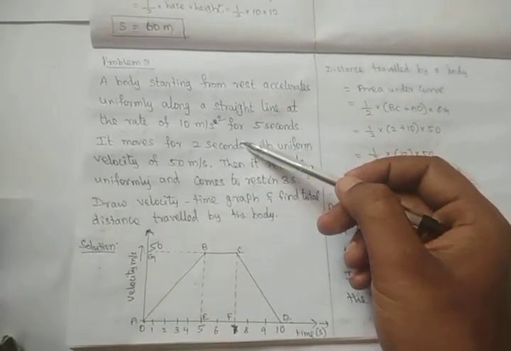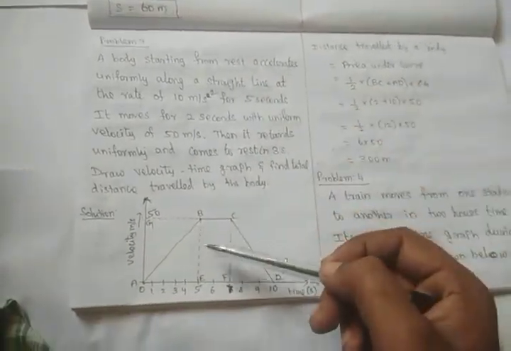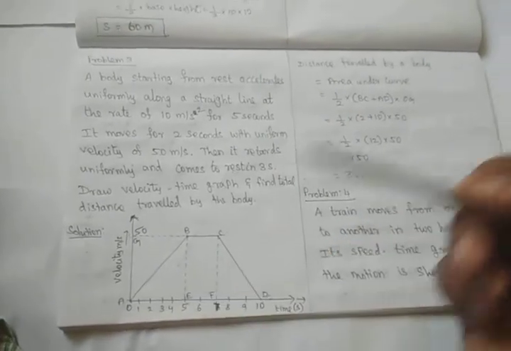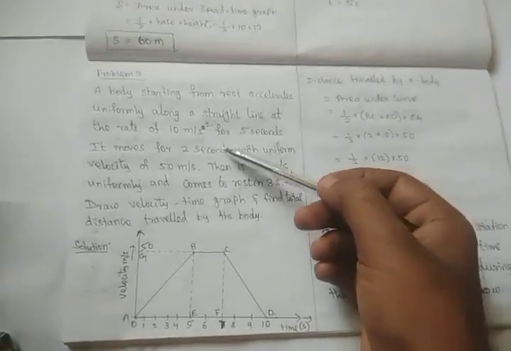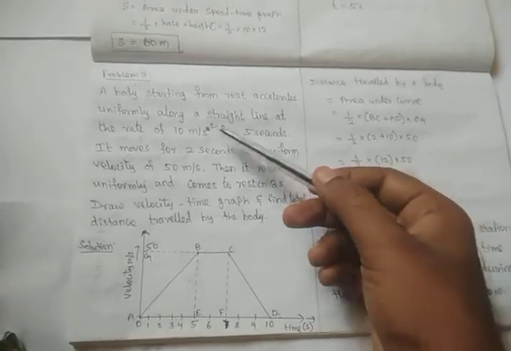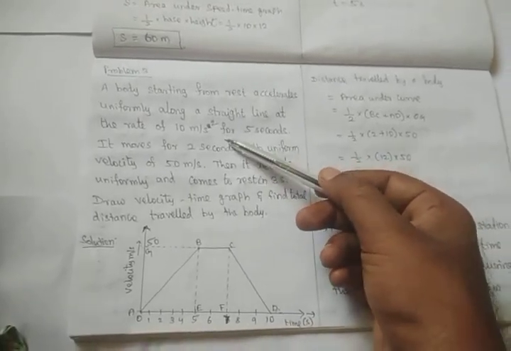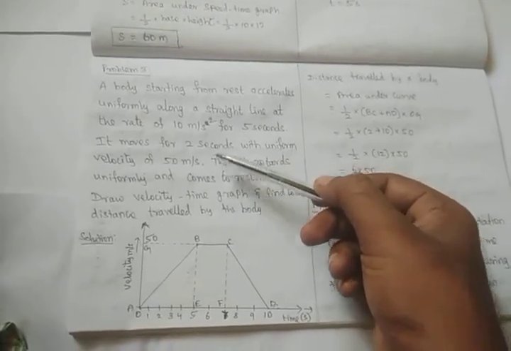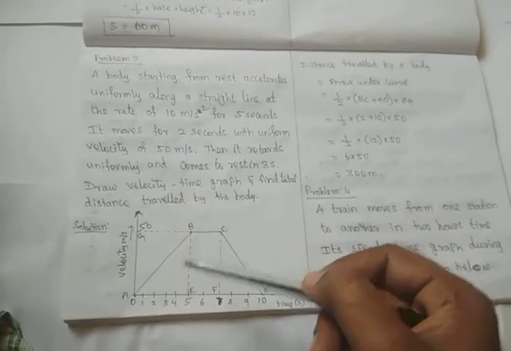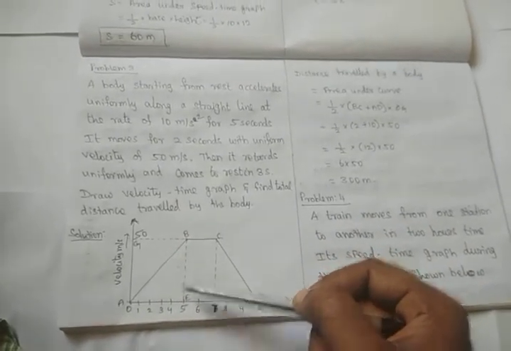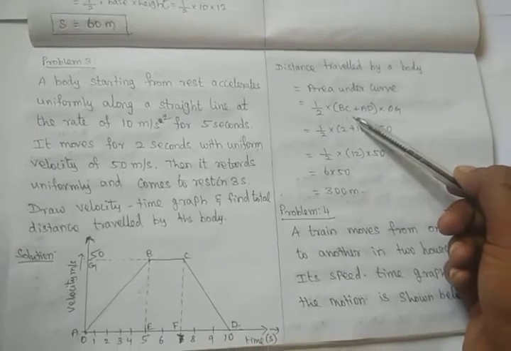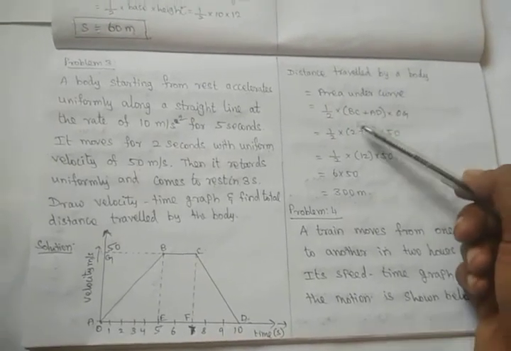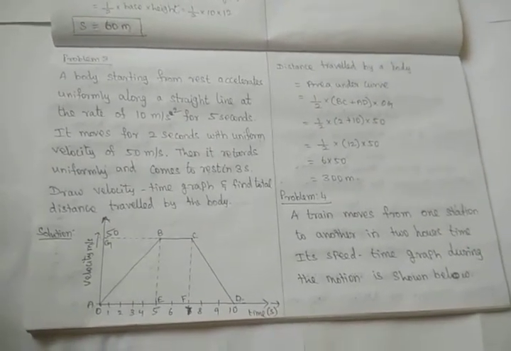So they are given in the sentence. The sentence can be transformed into a graph. From the graph, the distance is calculated. So very interesting problem. Read the question carefully, understand the concept clearly. Then you have to draw the graph correctly. Then from the correct graph, you have to calculate the area or the distance traveled by the body. Now we are going to see the next problem.